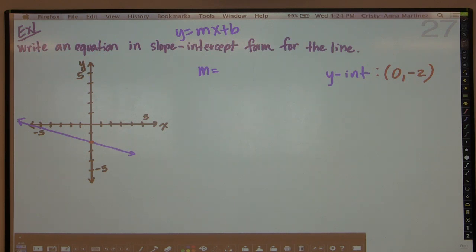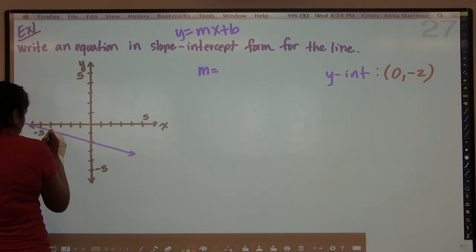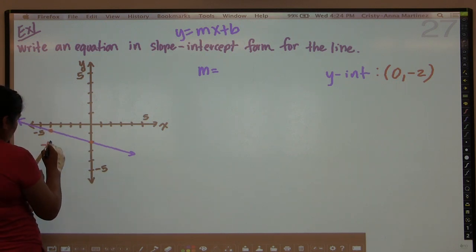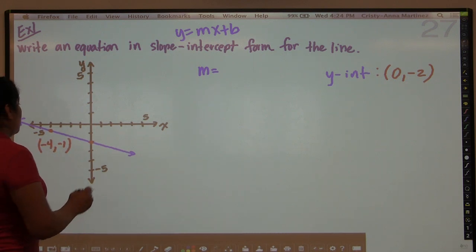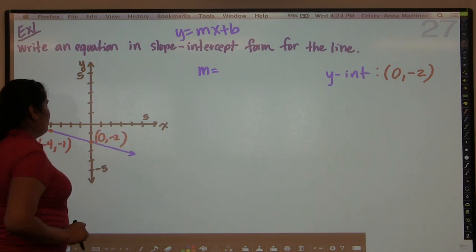And it looks like we have 0, -2, which I already got, and -4, -1. So 1, 2, 3, 4, -1, right here. That point right there. The coordinates of this point are -4, -1. Okay? So now using these 2 points, 0, -2, I am going to find the slope.